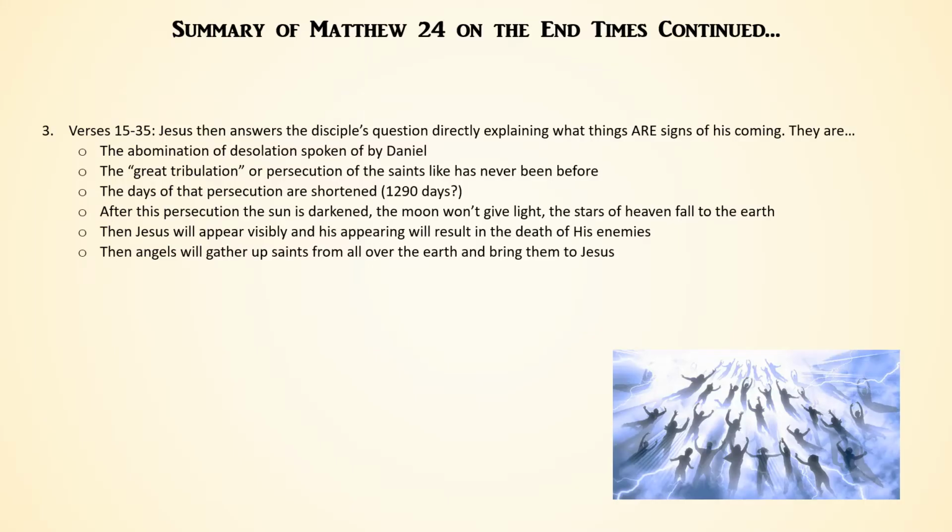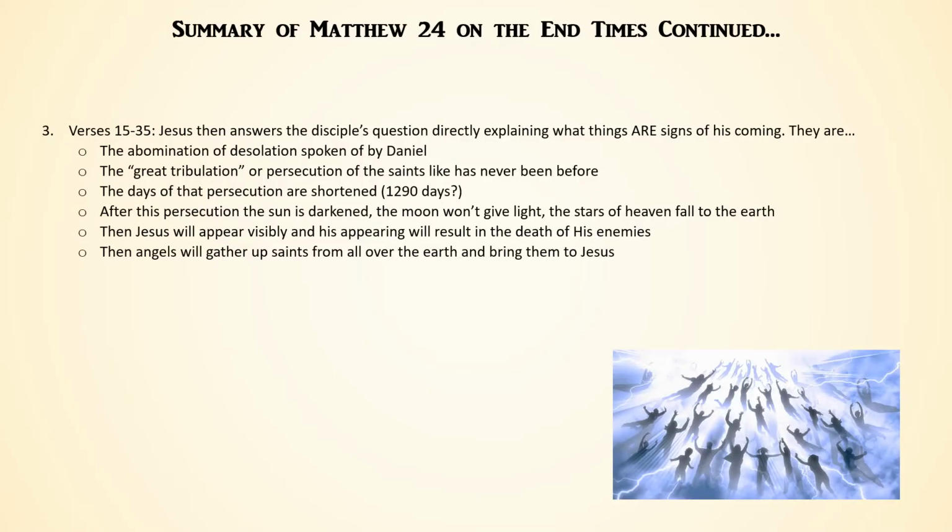After this persecution, the sun is darkened, the moon won't give light, the stars of heaven fall to the earth. Then Jesus will appear visibly, and his appearing will result in the death of his enemies, and angels will then gather up saints from all over the earth and bring them to Jesus. Okay, so he comes with angels, and they gather up saints. This is his coming that is seen, and there are signs leading up to it for 3.5 years.